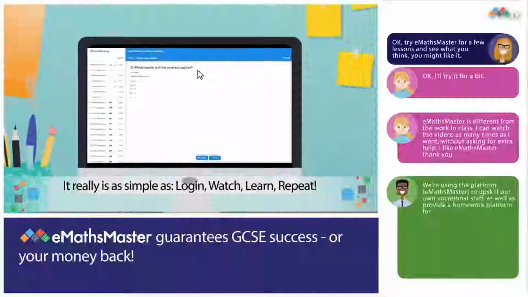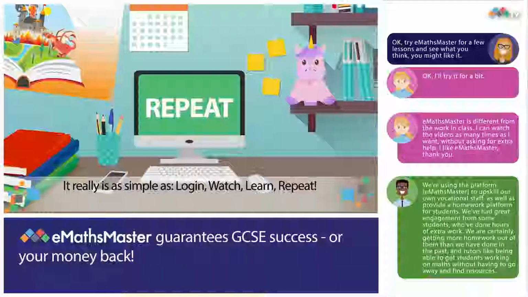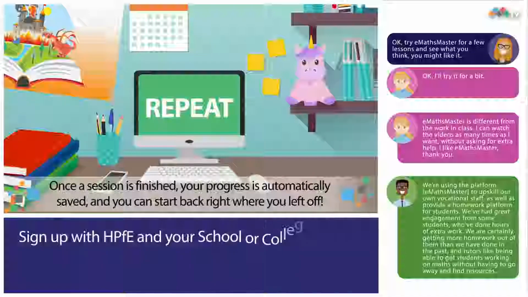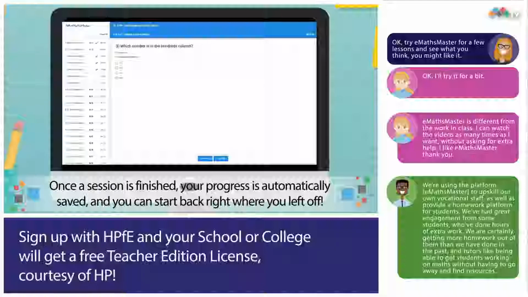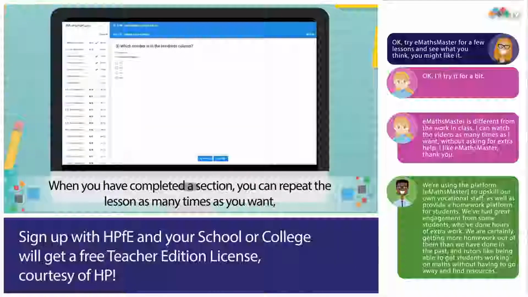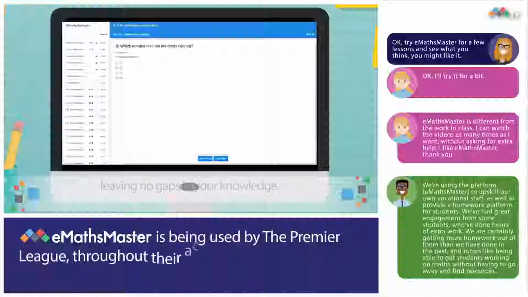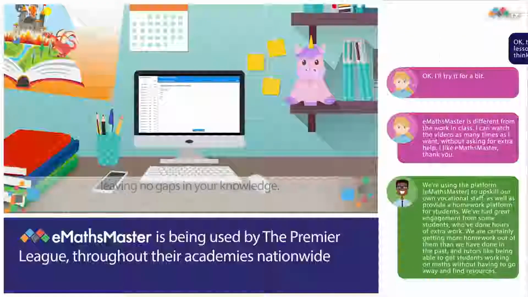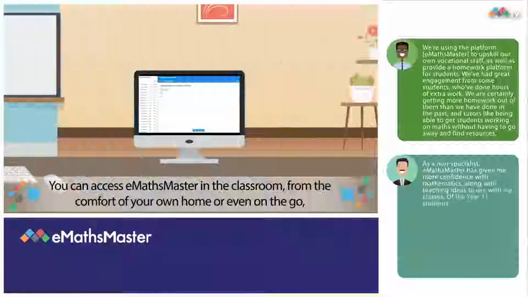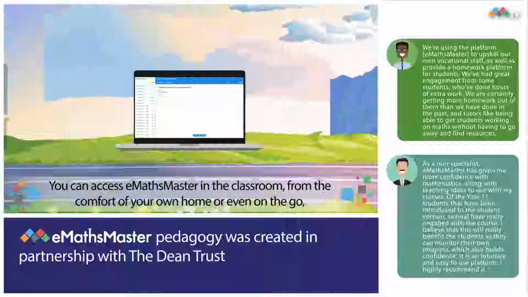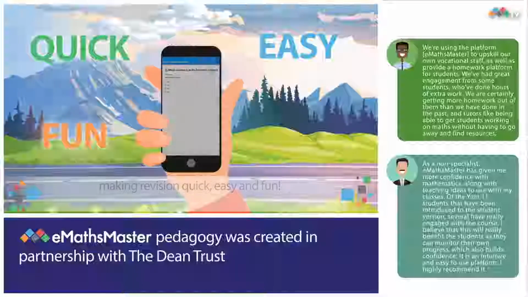It really is as simple as log in, watch, learn, repeat. Once a session is finished, your progress is automatically saved and you can start back right where you left off. When you have completed a section, you can repeat the lesson as many times as you want, leaving no gaps in your knowledge. You can access eMathsMaster in the classroom, from the comfort of your own home, or even on the go, making revision quick, easy and fun.